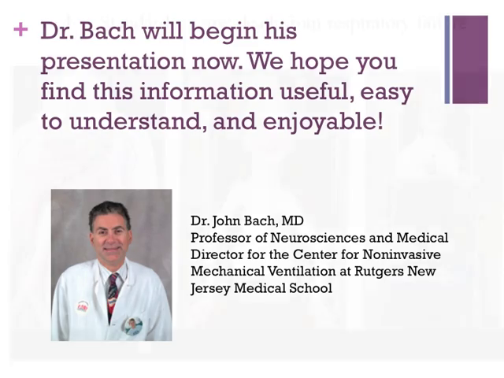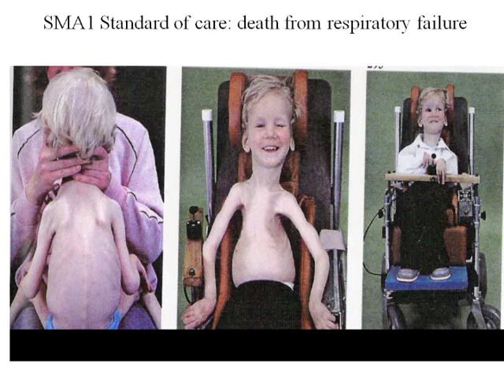Now, this is a child with SMA type 1. SMA type 1 is the most severe neuromuscular condition that there is. These children are born paralyzed, and it's also called Werdnig-Hoffmann disease.